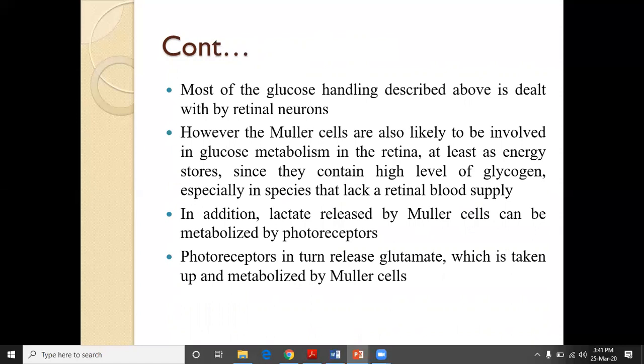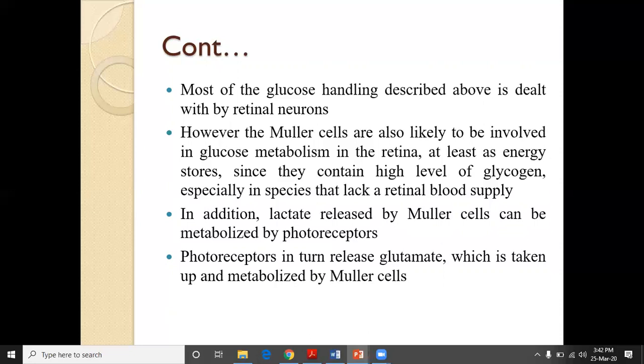So everything is dealt with by the neurons. However, the Müller cells are also likely to be involved in glucose metabolism in the retina. Other parts where we see Müller cells present in the retina also take part in the metabolic activity, at least as energy stores, since they contain a high level of glycogen, especially in some species, not all, that lack a retinal blood supply.